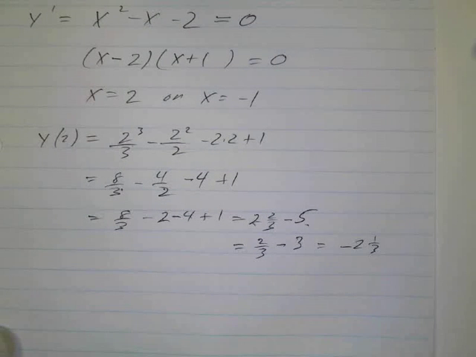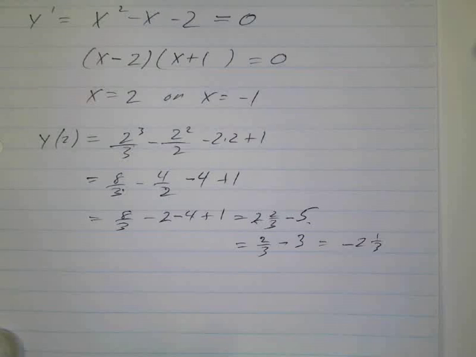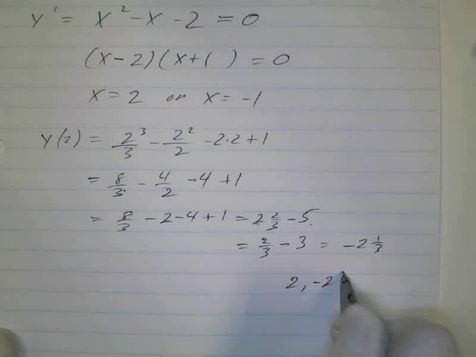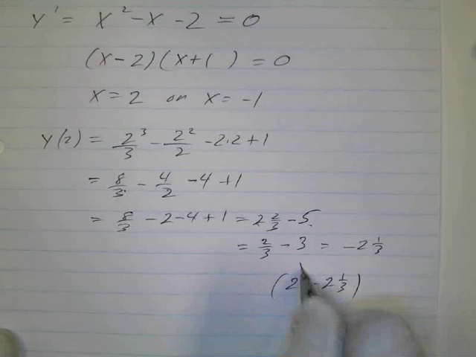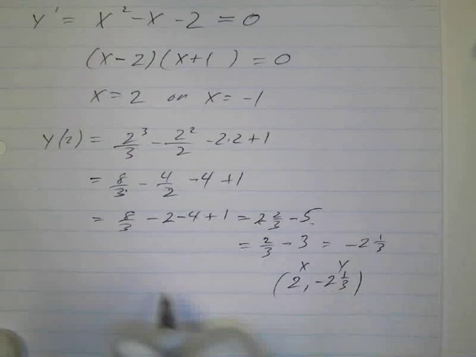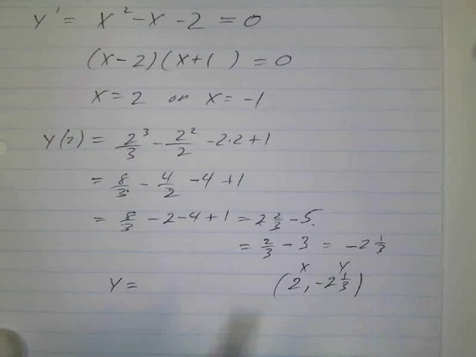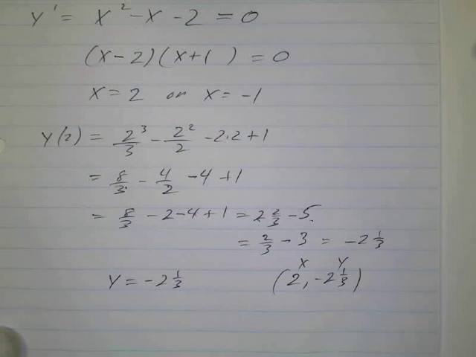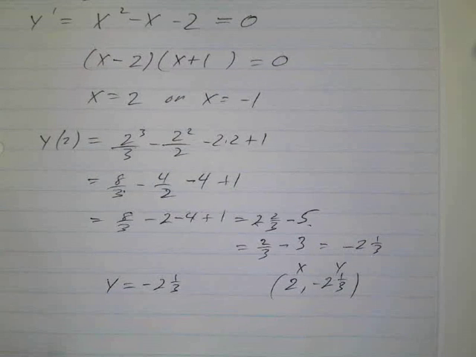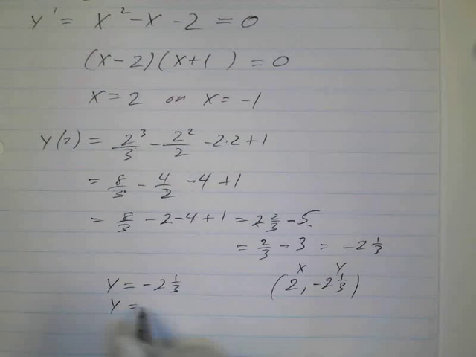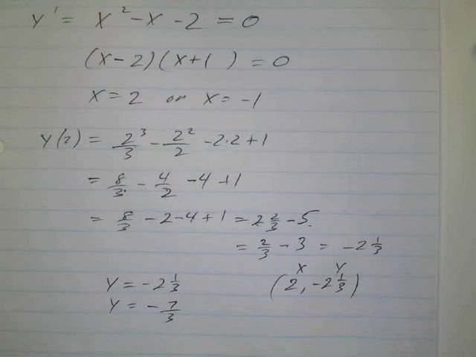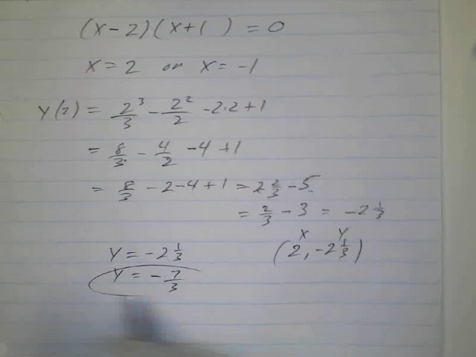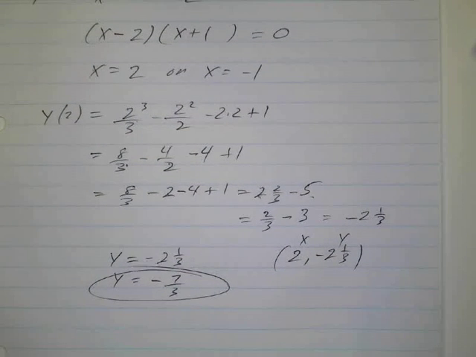So my point of horizontal tangency would be 2 and negative 2 and 1 third. That's my x and that's my y. So my actual equation was y equals negative 2 and 1 third. Or you could also say y equals negative 7 thirds. Okay? So that would be one of them.